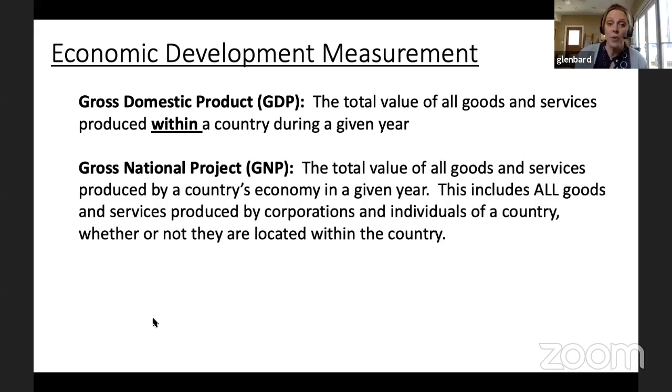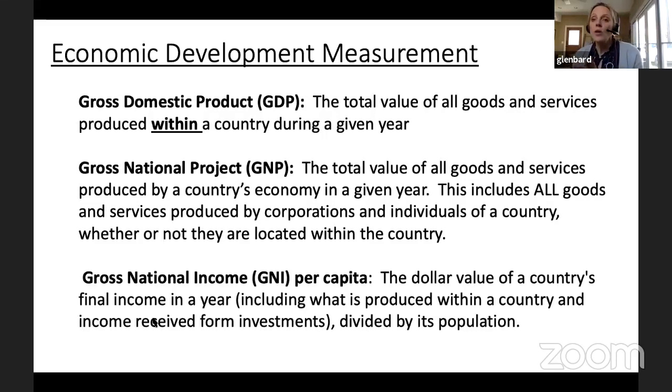Gross national product, and that should say product, is the value of all goods and services produced in a country's economy in a given year, but all goods and services by corporations and individuals, whether or not they're located in that country. So let's say I have a business and it's located outside of the United States, but I am a US citizen. That money, even though it's outside the United States, gets calculated in the GNP.